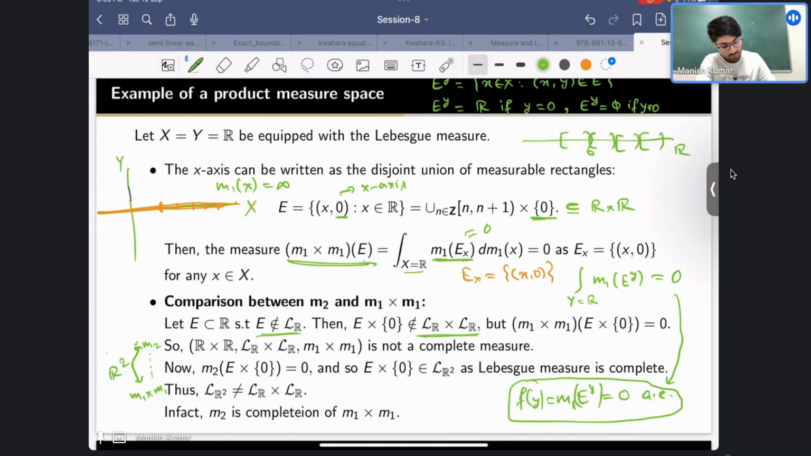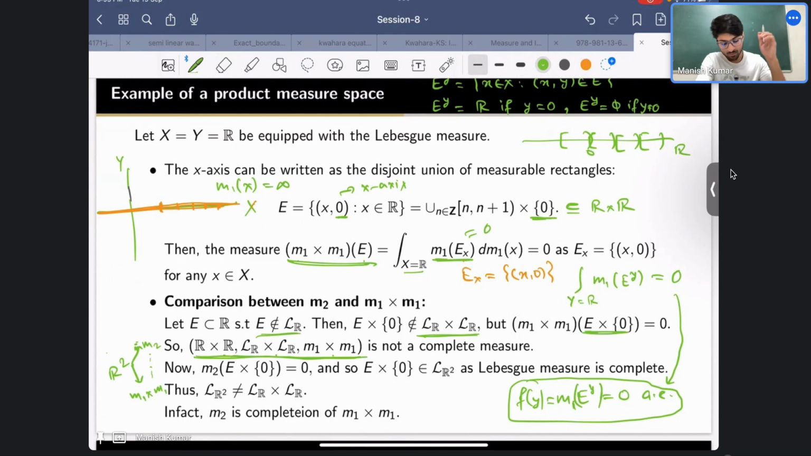Now if you calculate M1 cross M1 of E cross 0, you are getting 0. From above you know that this is always going to be 0, but you know that this set is not measurable. So that means this measure space, R cross R with the product sigma algebra and the product measure, is not a complete measure space, because you have a non-measurable set which is of measure 0. So it is not complete.